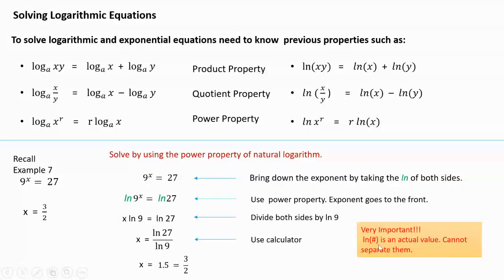Okay, now this is what I mentioned earlier, very important. The ln of a number is an actual value, you cannot separate them. I've seen a lot of students just divide by the ln. If you do that, you end up in the previous step, right? But anyway, that's a no-no, you cannot do that. It's an actual number.